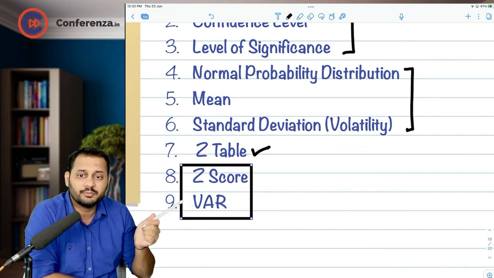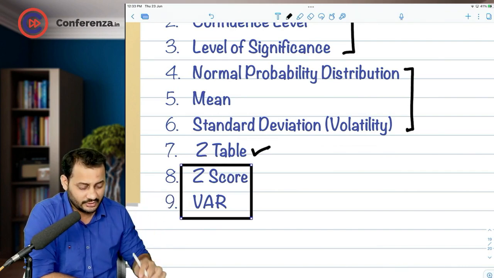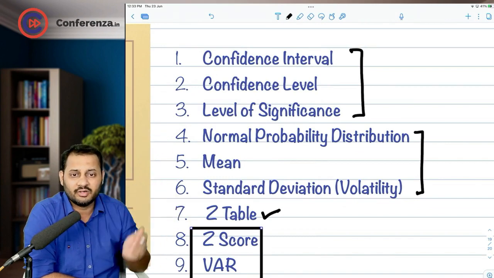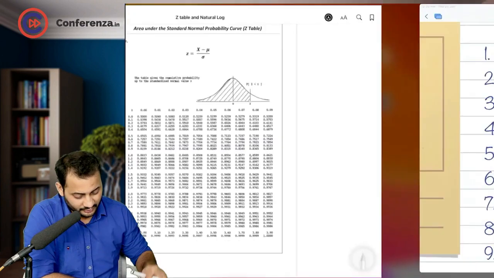So the ultimate objective is to understand this. Syllabus is this, Z-score and VAR. The rest of the part is not covered separately in the institute's module, but we are going to understand those in order to have a good clarity on the main concepts. Okay, so let's first come over to the example.